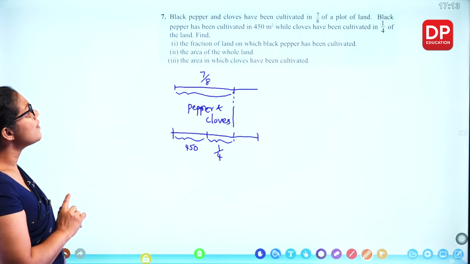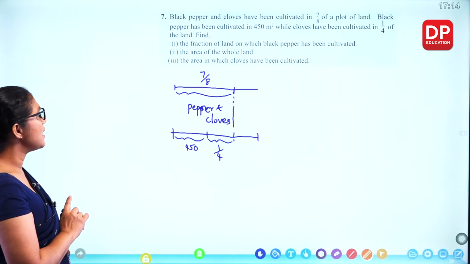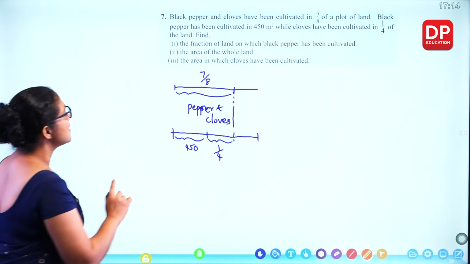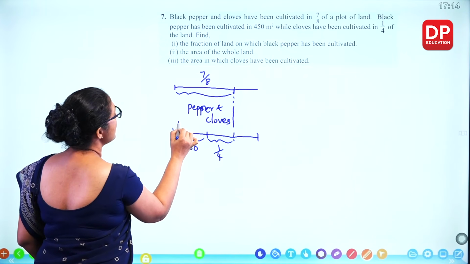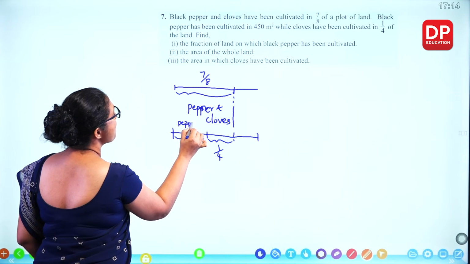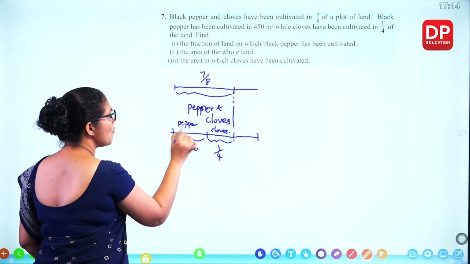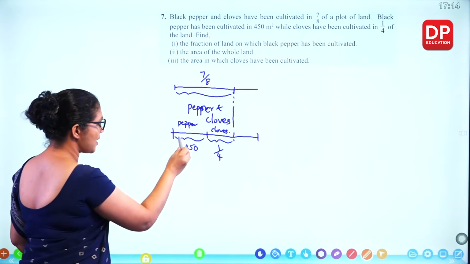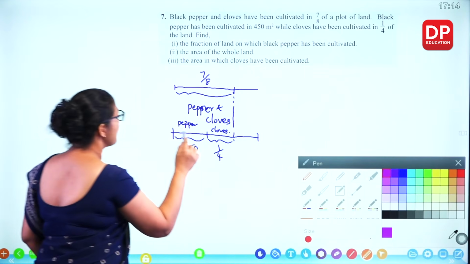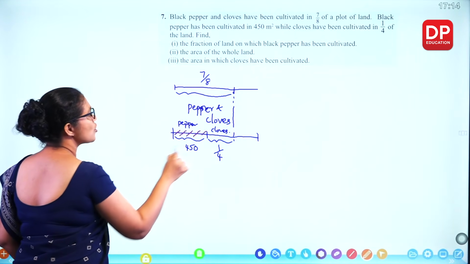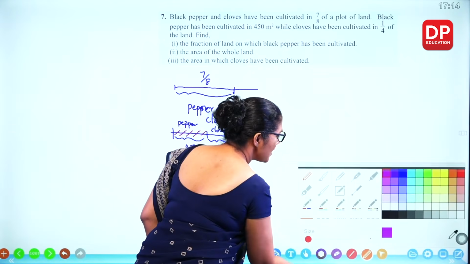So this is for pepper and this is for cloves. So here find the fraction of the land on which black pepper has been cultivated. So this is about black pepper here, pepper, and this is cloves. So they are asking what is this fraction? So this part. So if you take another color, they are asking what this fraction is. So how can we do this sum?